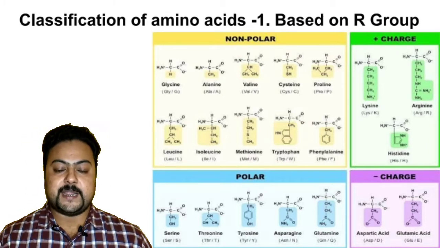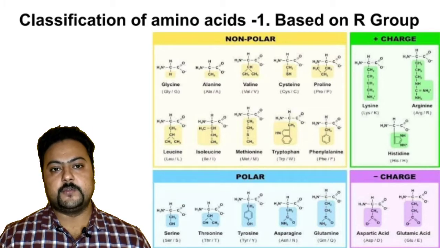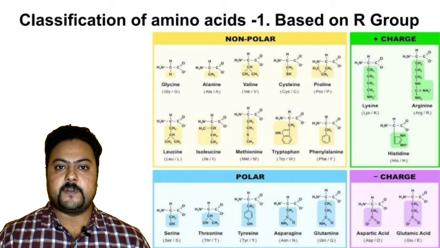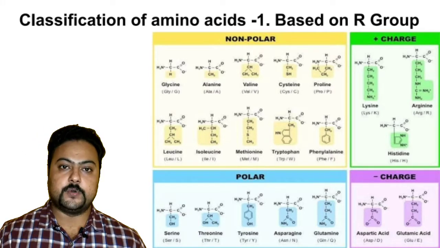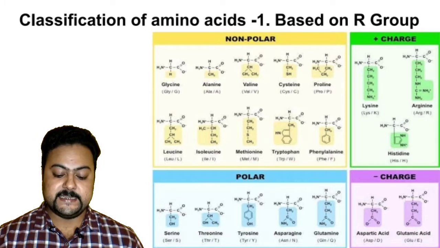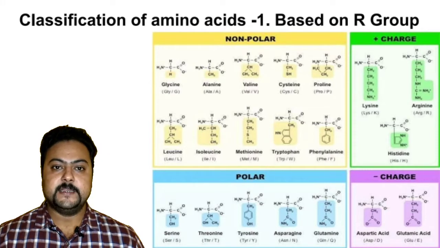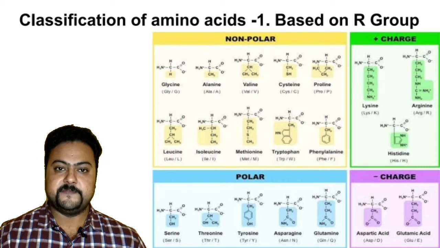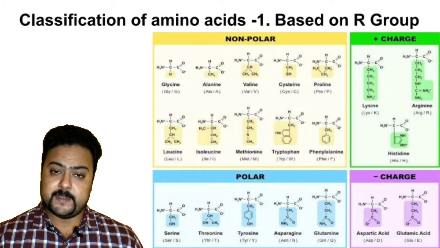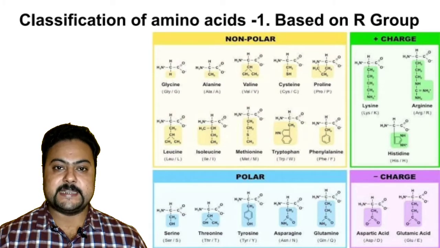Then we have charged groups. Charged R groups are those where the overall charge on an R group is either positive or negative. So positively charged R groups are lysine, arginine, and histidine. These molecules have an overall positive charge. And there are negatively charged amino acids, aspartic acid and glutamate.